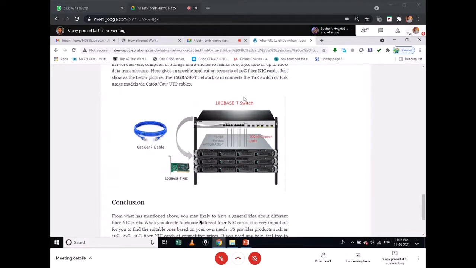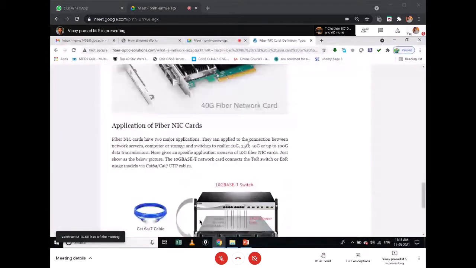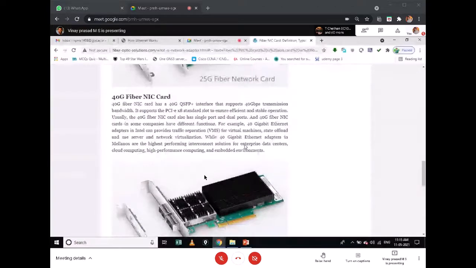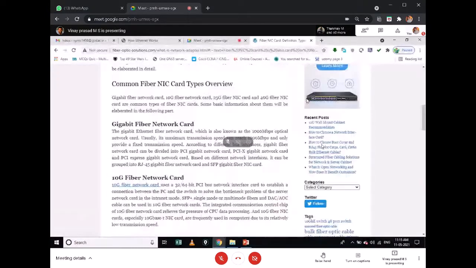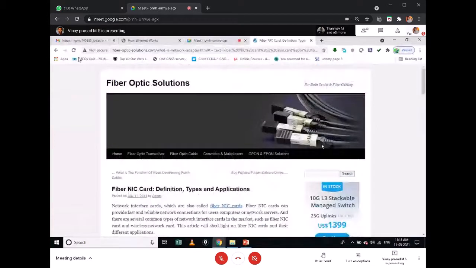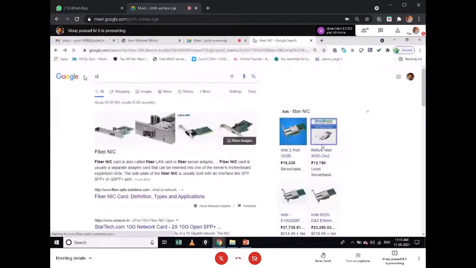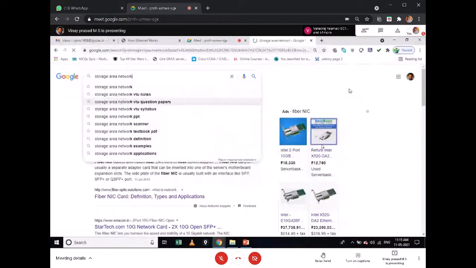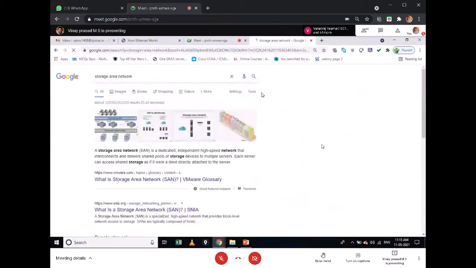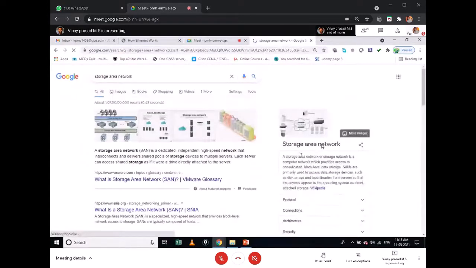This kind of requirement exists at the enterprise level, so there they will use these optical networks. That is what I wanted to give you, an idea of what a fiber network is. Otherwise, you can simply go and search on SAN. I'll show you here, storage area network.